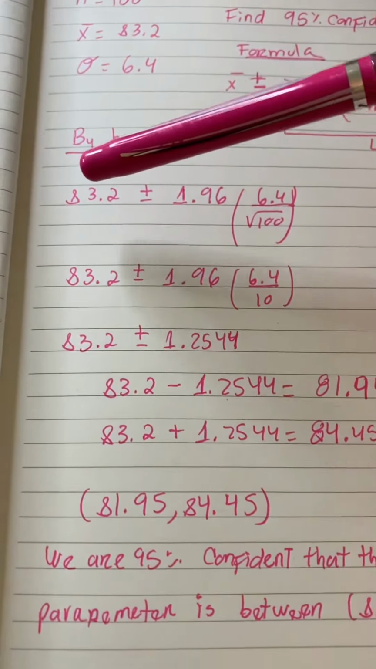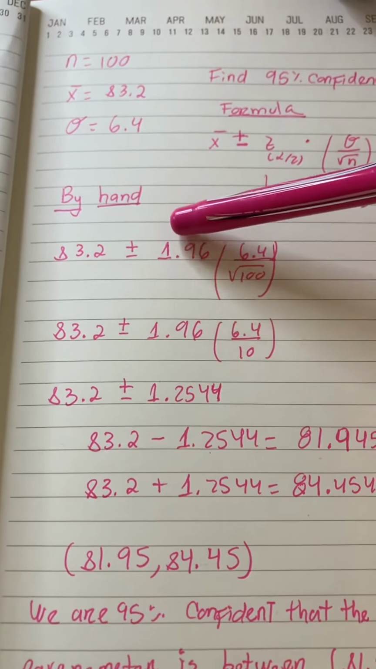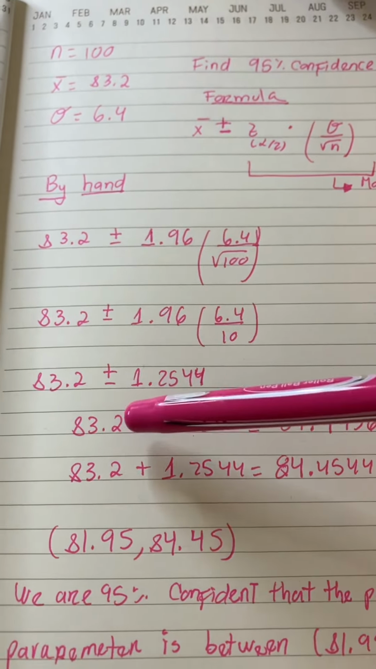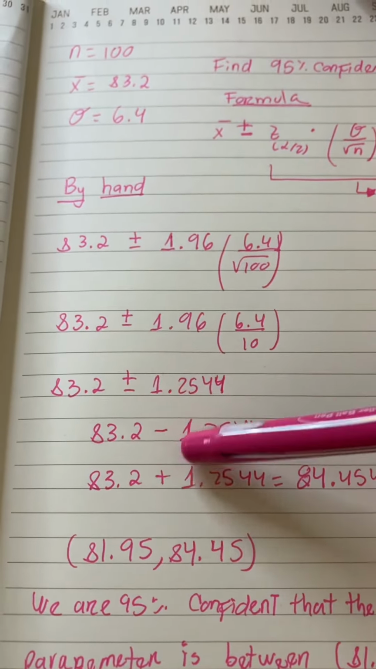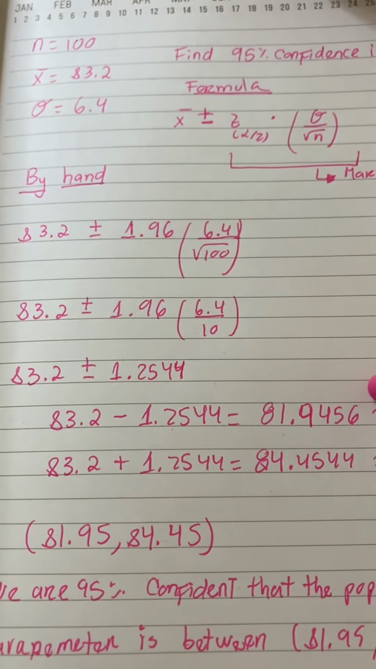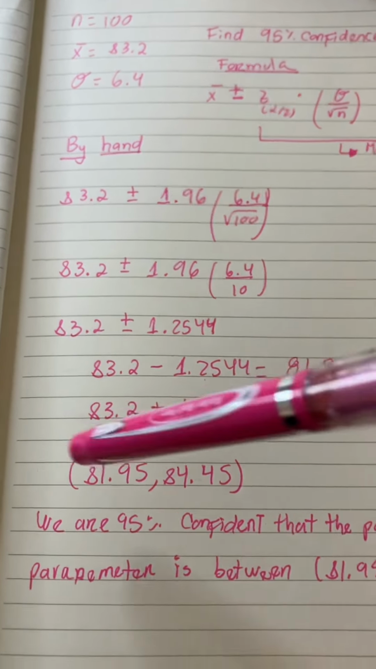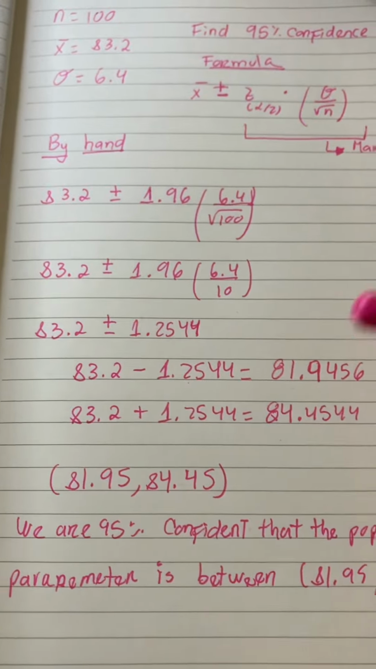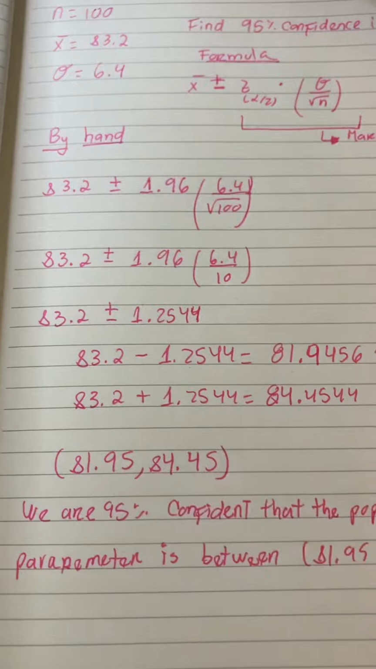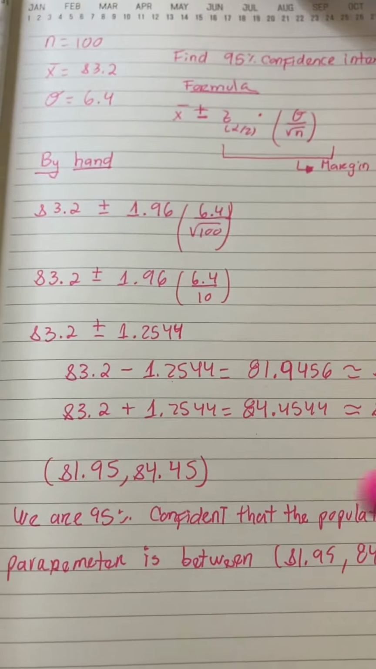Now by hand, I can go ahead and calculate it. Because it's a 95% confidence interval, I have to put the z-score, and all I do is just fill it in. Once we have the margin of error, you do mean minus margin of error, you get the lower value. Mean plus margin of error, you get the higher value. And then this should be our 95% confidence interval, which says that we're 95% confident that the population parameter is between 81.95 and 84.45.